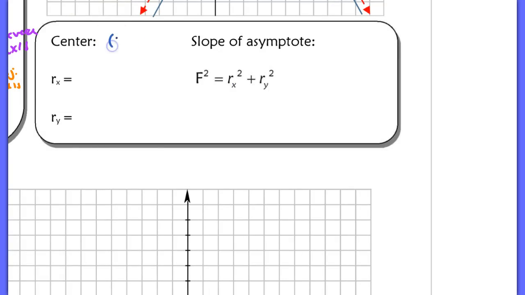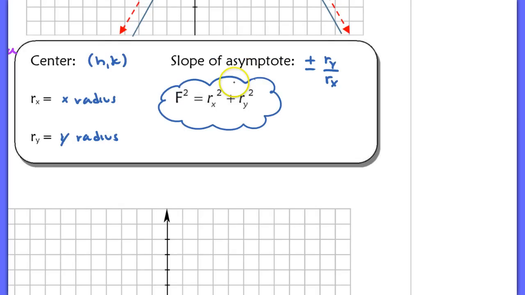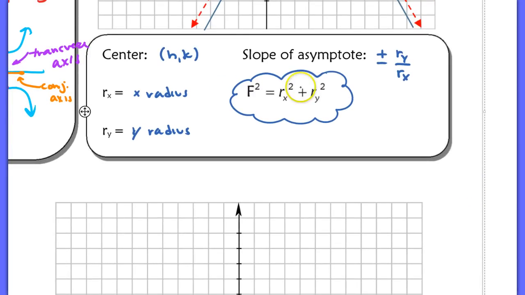Our center will always be at h comma k. R sub x is the x radius, while r sub y is the y radius. The slope of our asymptotes will always be positive and negative r sub y over r sub x. So it just depends on which asymptote we're looking at. One will be positive ry over rx, the other will be negative ry over rx. Now, the equation to find your foci is different than the equation that we used with the ellipse. So this is where students will make the most mistakes. They'll forget that this one you actually have to find the sum of r sub x squared and r sub y squared.